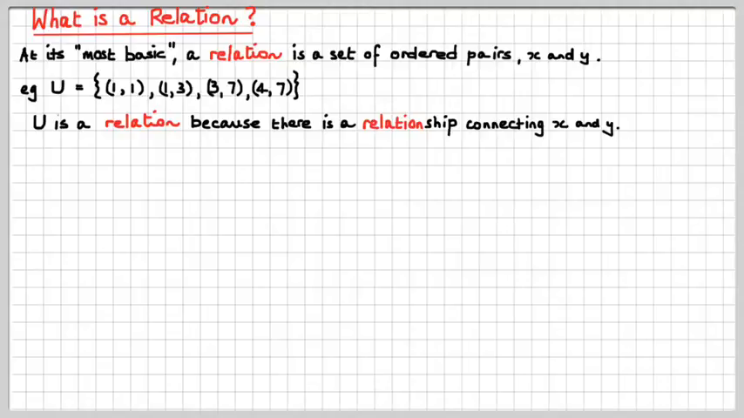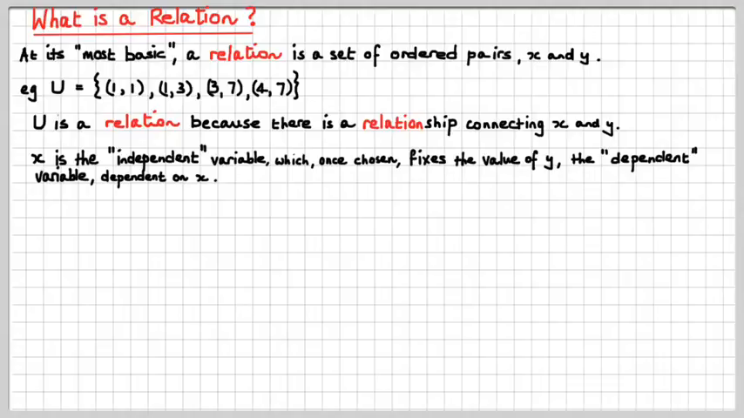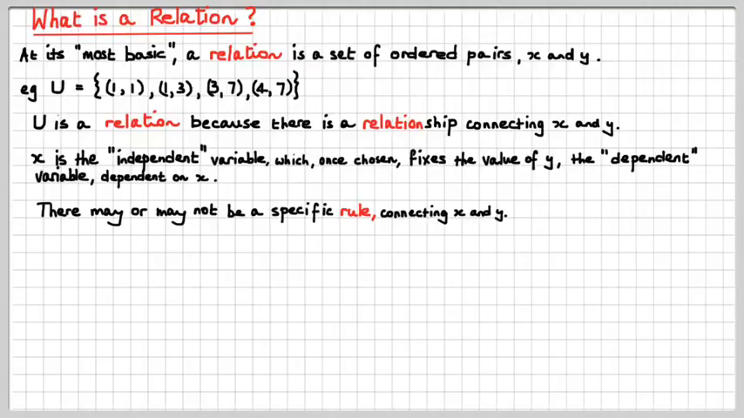Do you see what I mean there? That's what it's all about. There's a relation between x and y. That's why we call it a relation. So x is what's known as the independent variable, which once chosen fixes the value of y. Once you've chosen x, y is determined. So y in that sense is called the dependent variable because its value depends on x, whereas x is independent, it's the free agent. It can be whatever it likes, but once you pick its value, y is determined. Okay, get it? Very good.